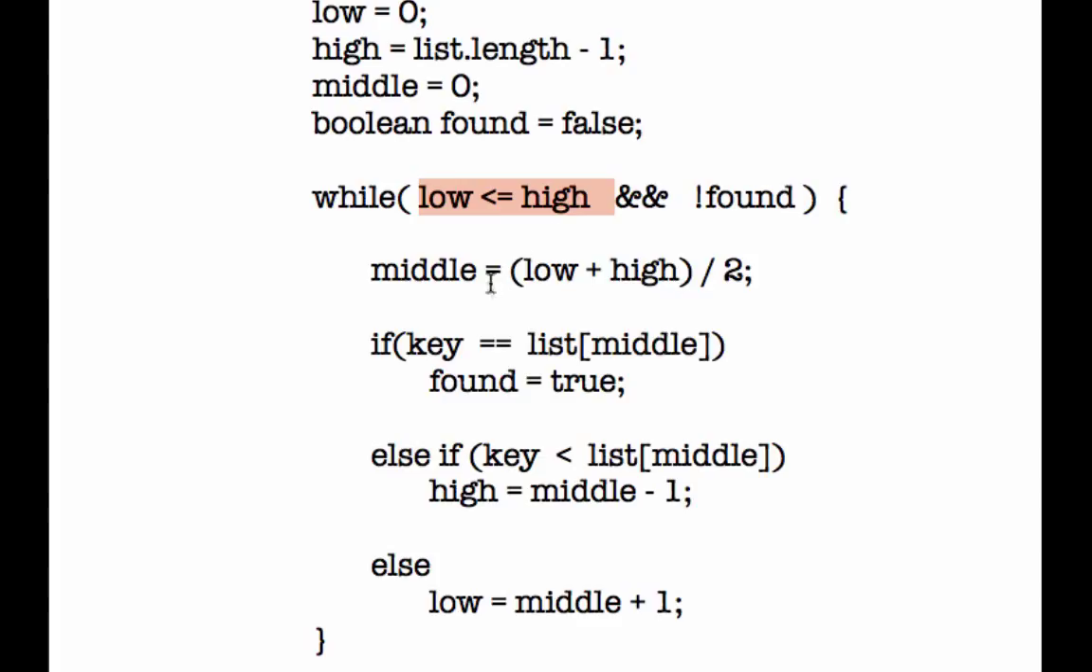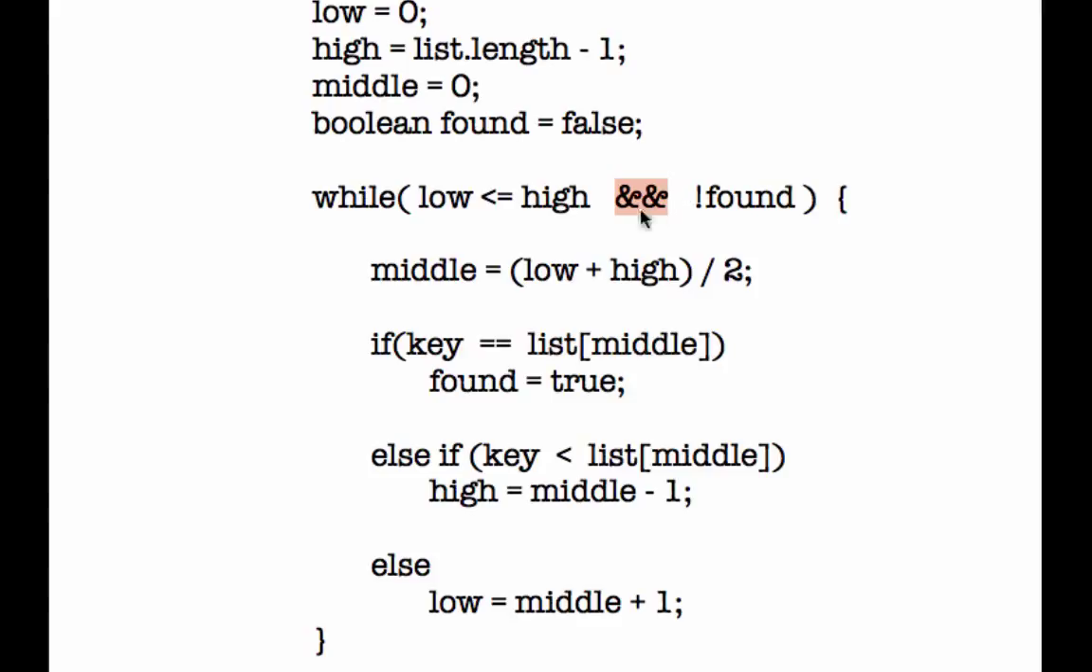Let's take a look at the initial values. Low starts at 0 and high is the rightmost index, the very last one. So at the very beginning, low has the index of the very first element, and high has the index of the very last element. Obviously, this condition is going to be true: low is less than high. And I have set found to be false, and not false is true. So these two conditions at the very beginning are both true, and because I have an AND, the entire expression is true, and the loop will iterate.